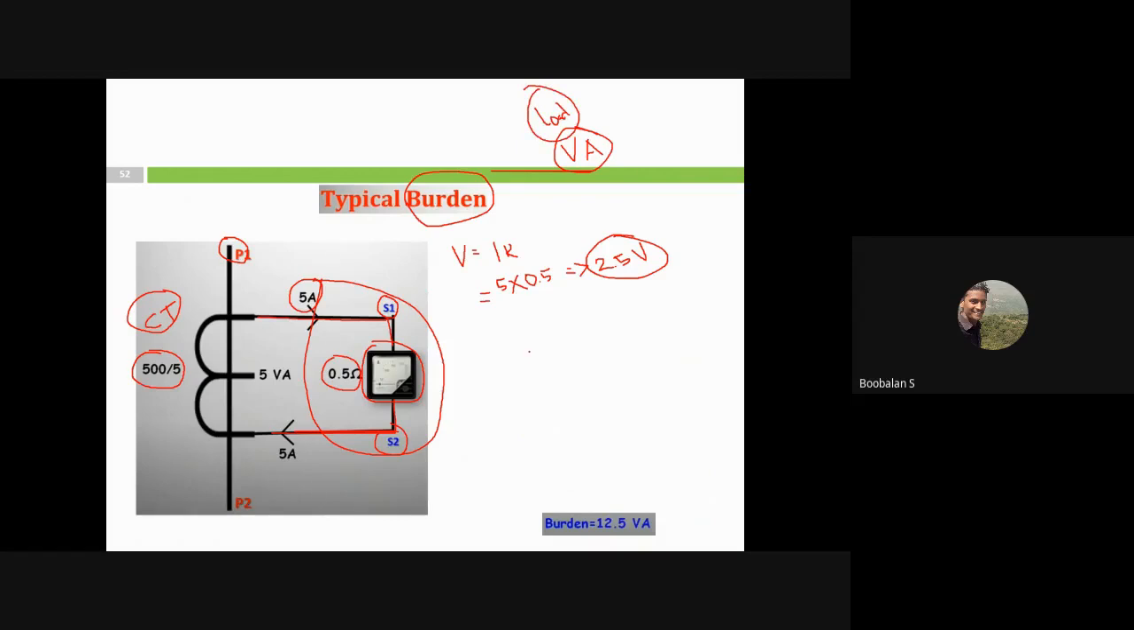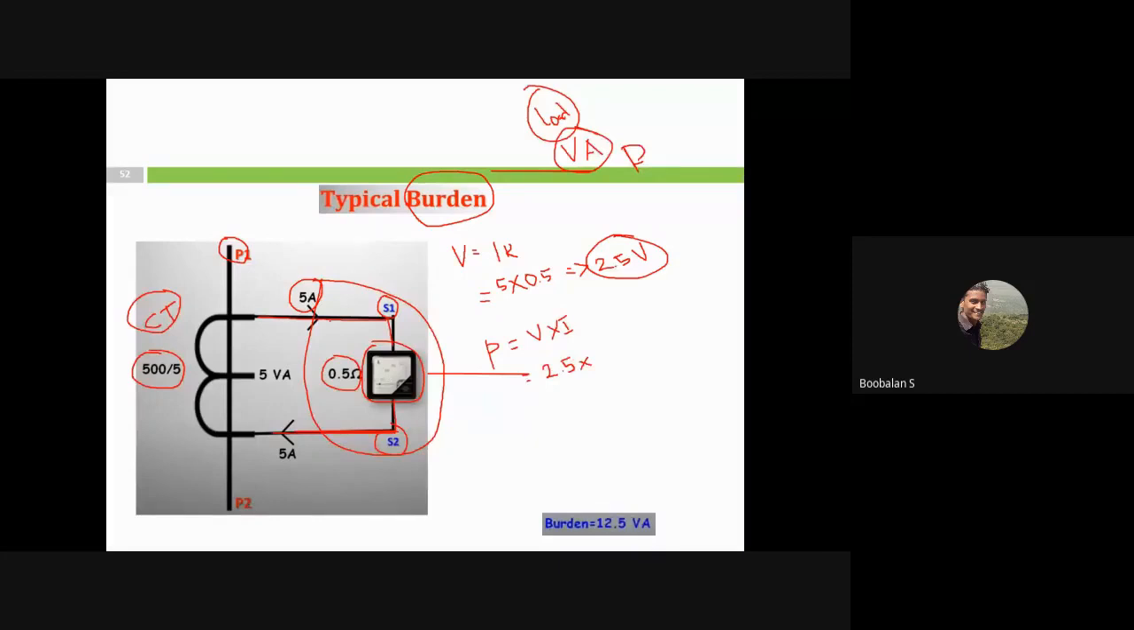So how do we calculate load? We need to calculate power. The power formula is V into I. We already know the voltage drop across this CT secondary is 2.5 volts, and the current which is running through it.